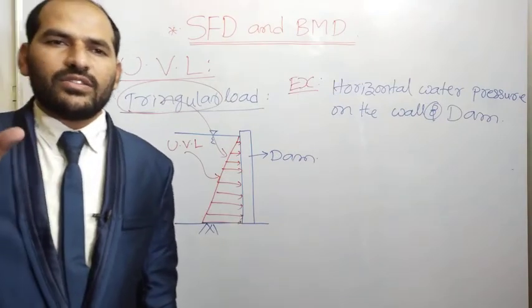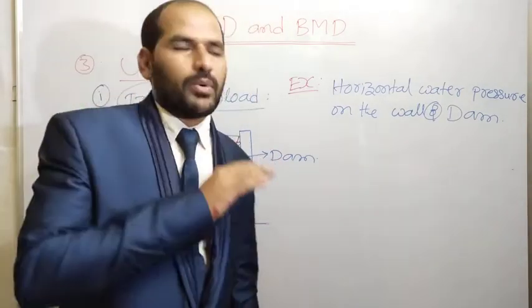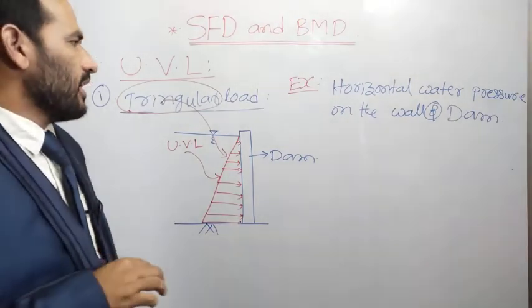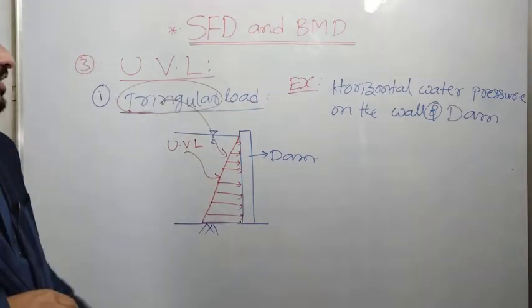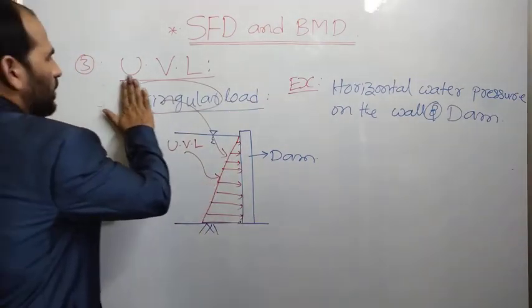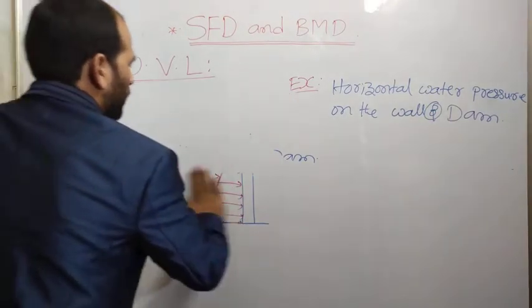One more is on the retaining wall. The soil pressure is acting like that only. This is the UVL load. In the UVL load, this is the triangular load.